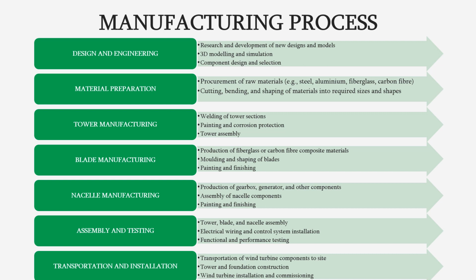In recent years, manufacturers have also started to incorporate modern manufacturing techniques such as 3D printing into the production process. 3D printing can be used to produce complex parts and components more quickly and with less waste than traditional manufacturing techniques. Additionally, advancements in automation and robotics are also being used to streamline the production process and improve efficiency.